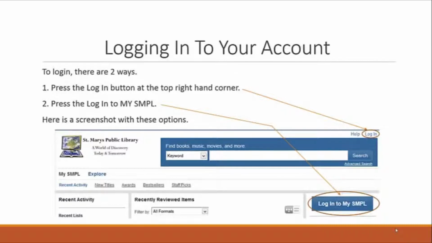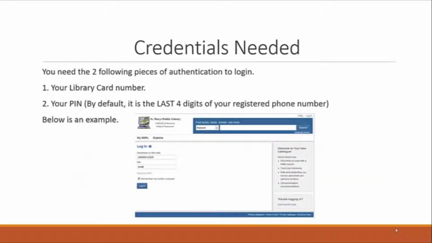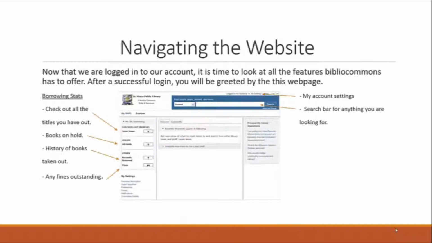First way is at the very top right hand corner, there is a login button there. Click on that, or you could click on the big blue button below that, log into my SMPL. You're going to need some credentials to enter, and the first one is your library card number, which is 14 digits long, and the second thing you need is your PIN number associated with your library card number, and by default it is the last 4 digits of your registered phone number when you made your library card. Below is an example of how it should look like. And when you're ready, you would hit login at the bottom.